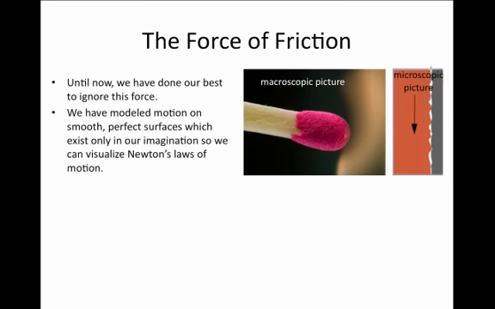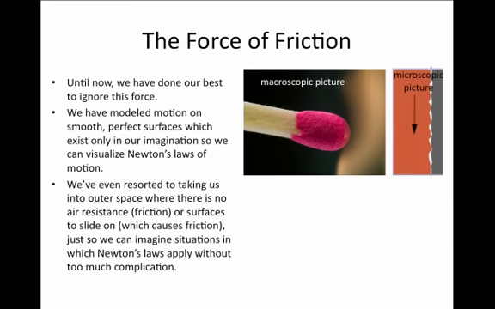in the everyday world. In the everyday world, of course, surfaces are not smooth, they're rough, and as objects slide along one another, the rough parts of surfaces catch and cause friction. That's why we get to do things like light a match, because without friction we can't generate heat and we can't do things like light matches.